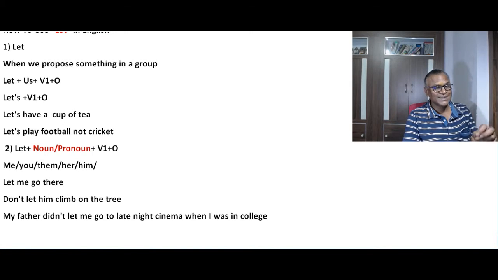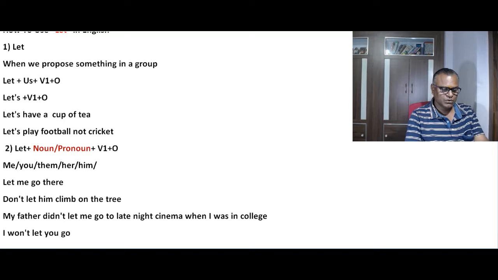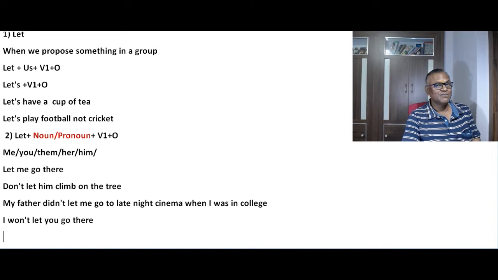You can use it in past tense or in any tense, like I won't let you go there. Means I won't let you go there. It is in future. Means I am not going to allow you to go there. I won't let you go there. So this is the use of let.